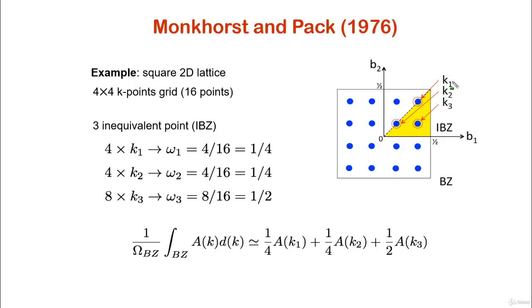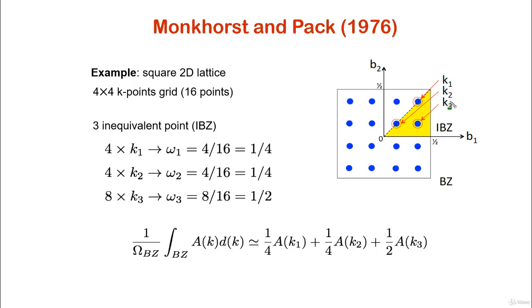We can see for k1, 4 points are equivalent: this, this, this, and this. Thus, its weight is 4 over 16, or 1 quarter. Also, for k2, there are 4 equivalent points: this, this, this, and this. Therefore, its weight is 4 over 16, or 1 quarter.